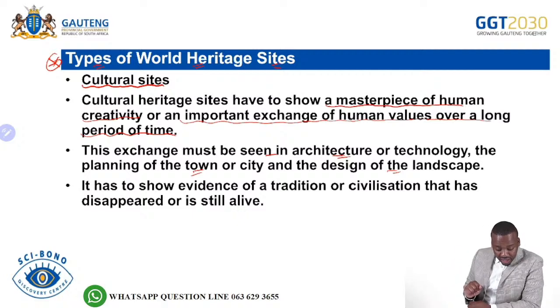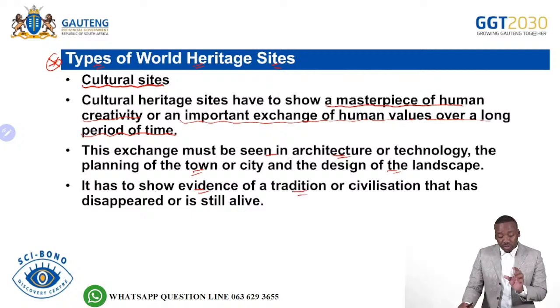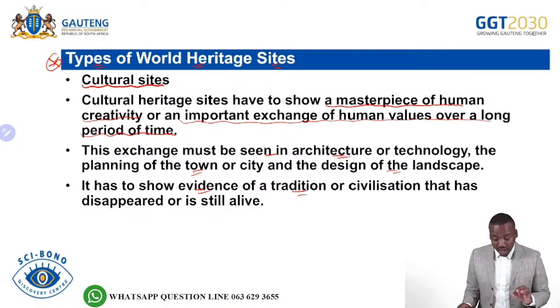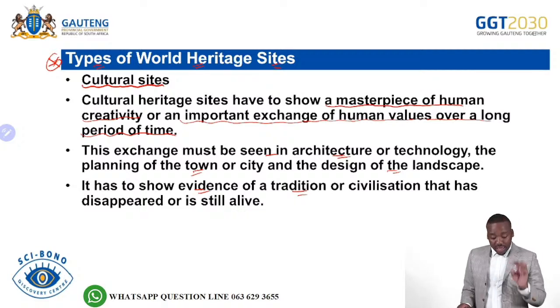A cultural heritage site has to show evidence of a tradition, right? Remember, we are talking about the heritage. So maybe it is in terms of slaughtering. We know the Khoisan have their own drawings. You will see when we look at Ukhahlamba Drakensberg Park, then KwaZulu-Natal. That's what we're talking about.